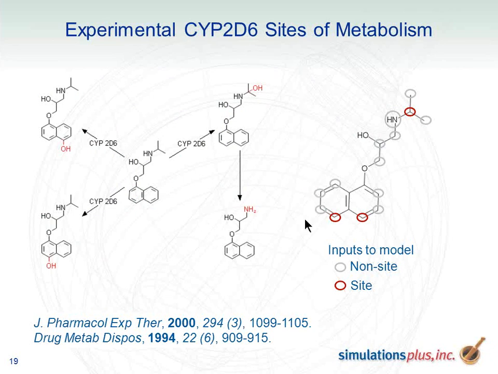So as our input to the model, we would have this particular molecule, and then the sites in gray would be specified as non-sites as input to the model, and then the red ones would be the sites of metabolism going into the model. So here, instead of each row in the spreadsheet being a molecule, each row in the spreadsheet is an atom in the different molecules in the data set.